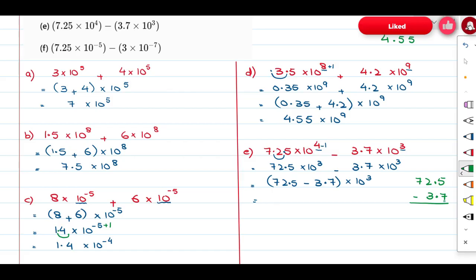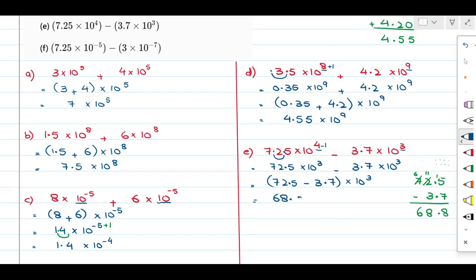Okay, from 5 we cannot take away 7. We need to borrow; 1 is left over here, so we have 15. From 15 we can take away 7: 8, 9, 10, 11, 12, 13, 14 and 15. So this is 8. A decimal. From 1 we cannot take 3, so we need to borrow; 6 is left over here, and 11, from 11 take away 3 is again 8, and we have 6. Okay, now the answer is 68.8 multiply 10 to the power 3.